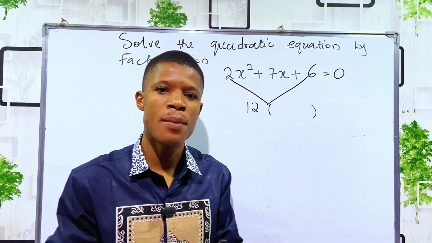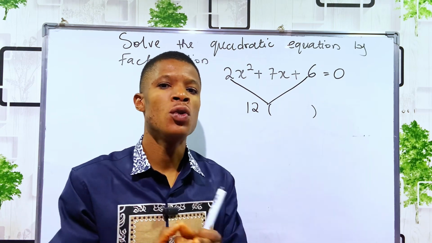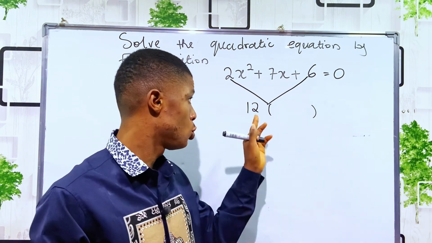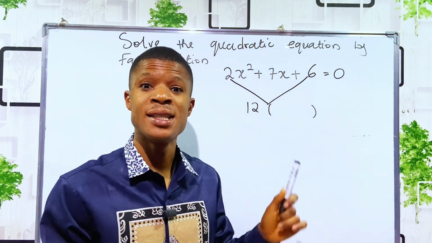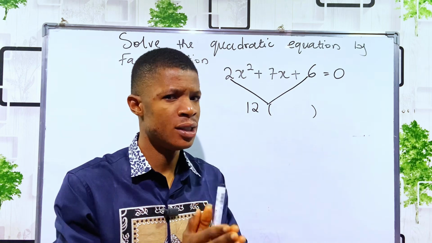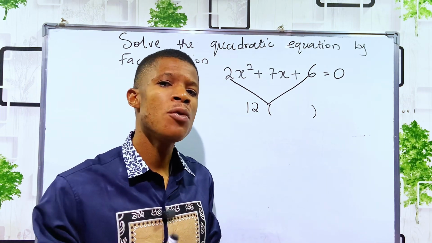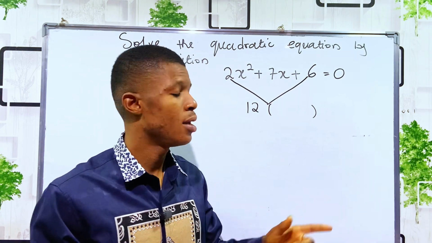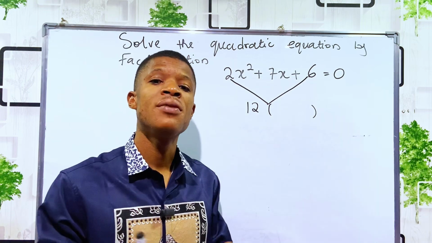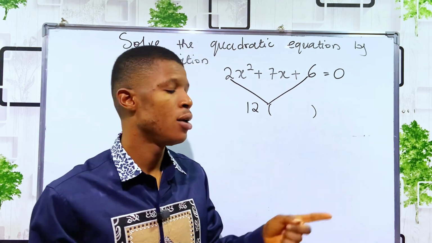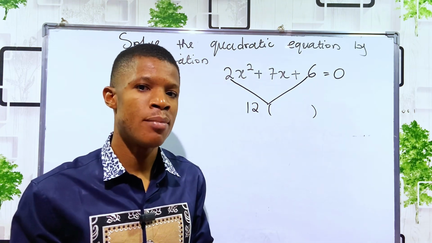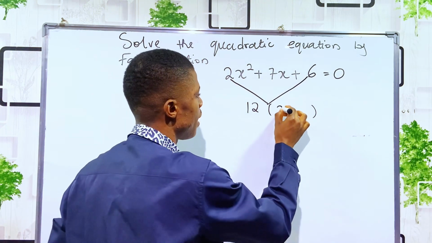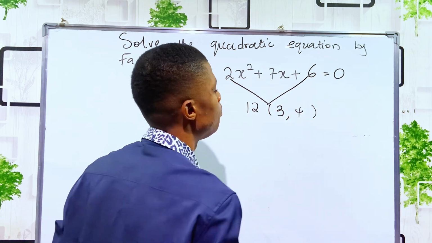If you look at the number, when you multiply 2 to 6, you are going to get the 12. But if you add 2 to 6, you can't get 7, you get 8. So 2 and 6 is not the needed factor. But if you multiply 3 and 4 together, you still get 12, and if you add 3 and 4 together, you are going to get 7. So 3 and 4 is the perfect match for this. So you have a factor 3 and 4.